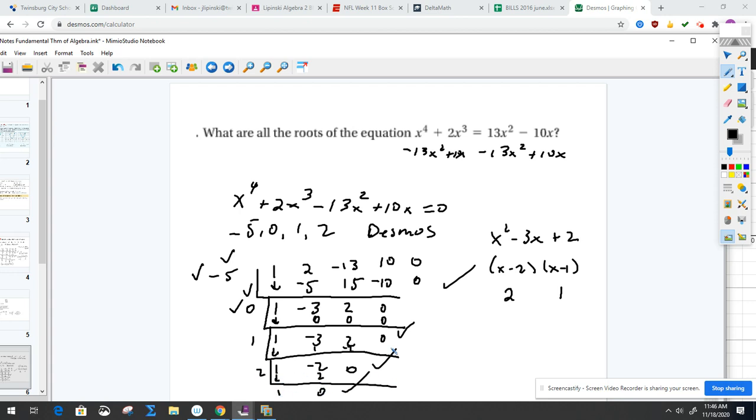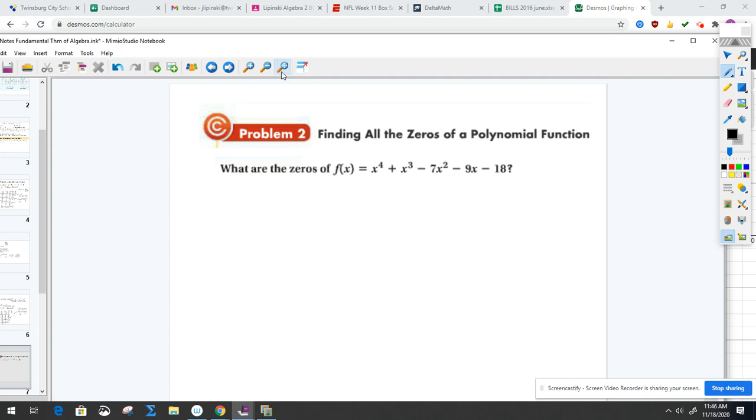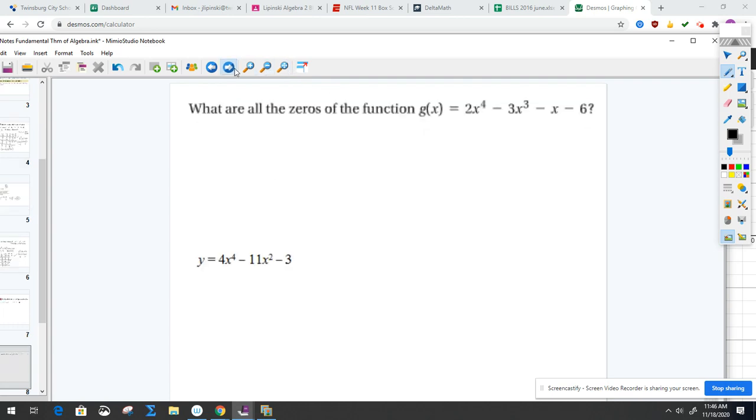So you can prove this all the way through doing synthetic division and getting remainders of 0, or you can do this by getting it down to a quadratic and factoring it. You will have to do the quadratic formula if it has imaginary zeros, okay? If it has imaginary zeros, we have to do synthetic division.